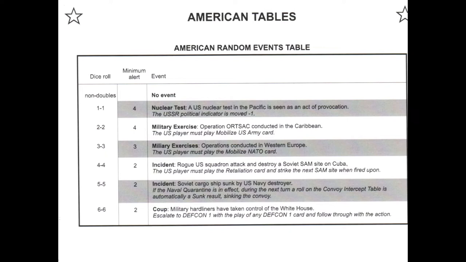So this is the random events chart. You would have, for example, a nuclear test, and this has a political effect. The USSR political indicator is moved to -1. This shows that the Soviets get a bonus from conducting the test. This is the American random events table. In general, minus movements on the political chart indicate public support for the Soviet position, and positive movements move towards support for the American position. And so victory points depend largely on the accumulation of these points.